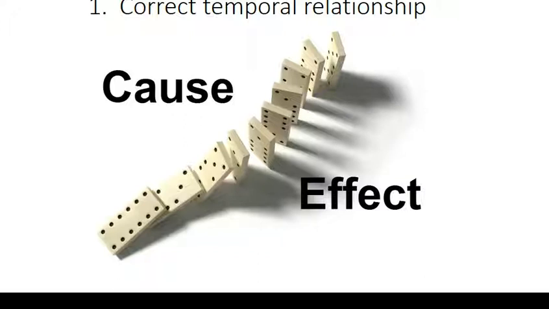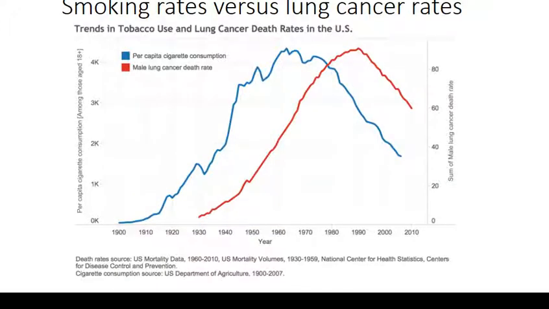Now, the most challenging part for that discussion is right here, the correct temporal relationship. Usually you like to see the cause and then the effect. And you can see that quite clearly with cigarette smoking. With cigarette smoking, the graph in blue represents the rate of cigarette smoking in the U.S., and then the graph in red represents the rate of lung cancer deaths.